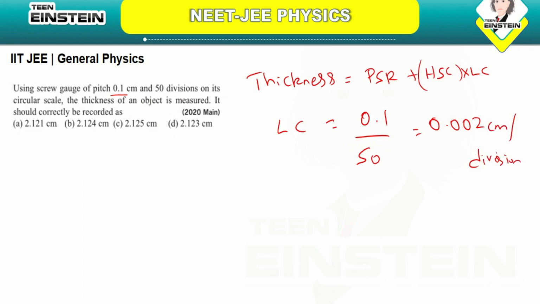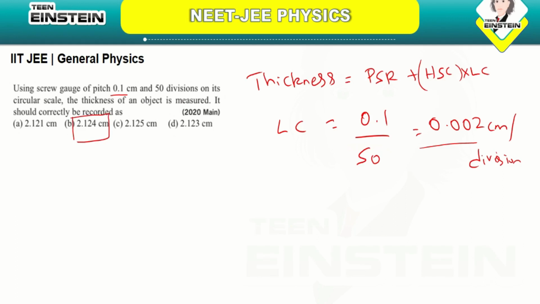So it should be correctly recorded as an integral of 2, which is answer number B only. 2.124 is the only integral of 2. Other options are all odd numbers, and only the even number here is 2.124. Since your least count is 0.002 centimeter per division, the final answer will be an integral of this even number only. So the correct answer is option number B, 2.124 centimeters.